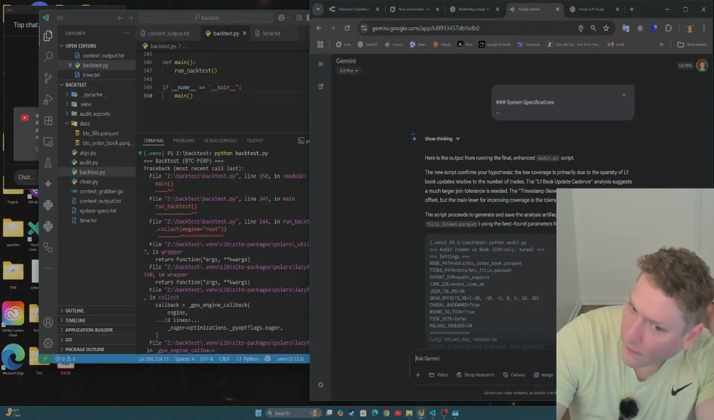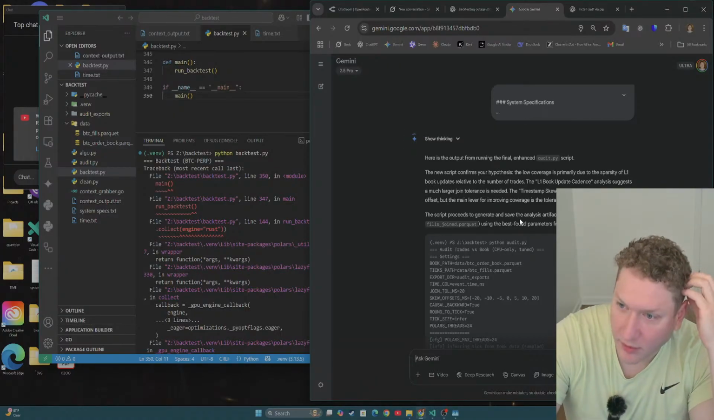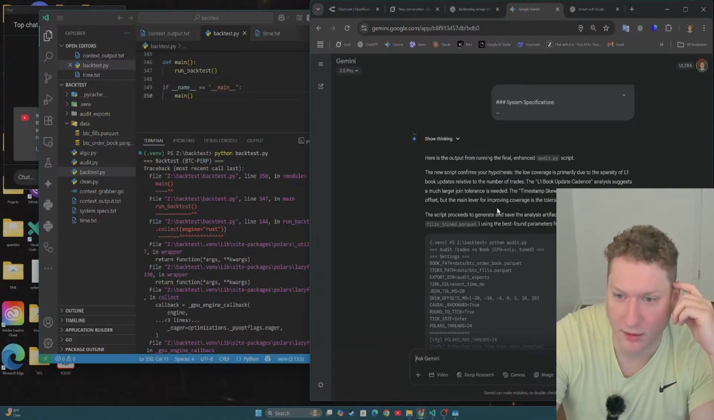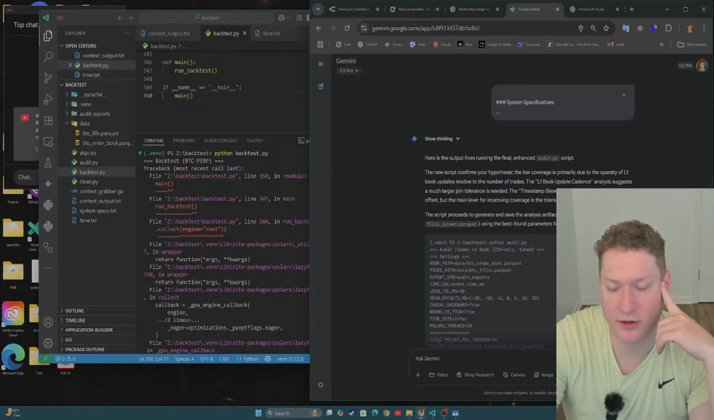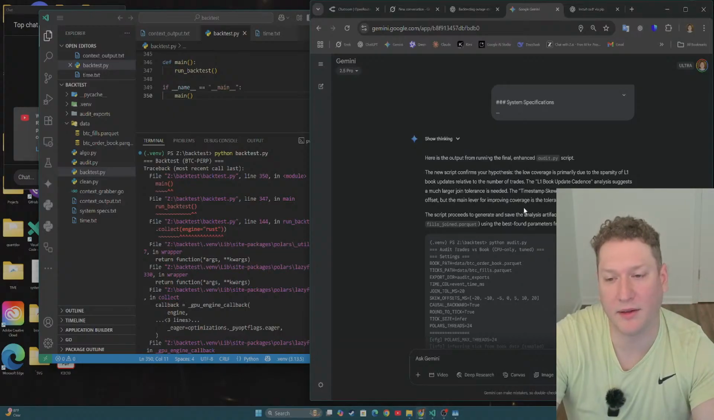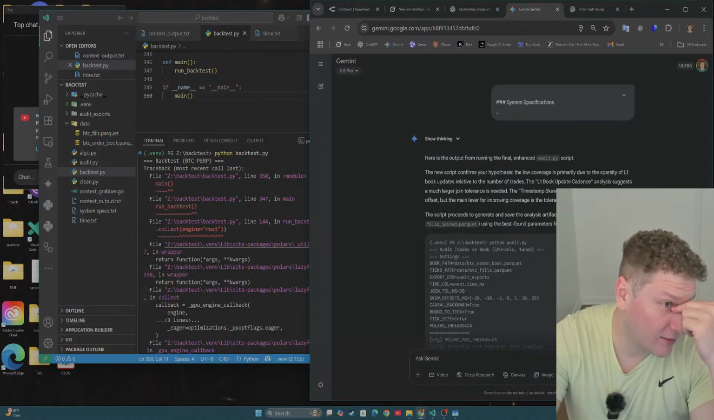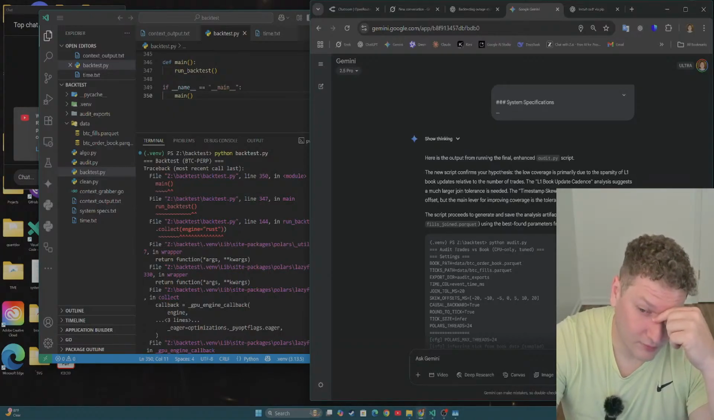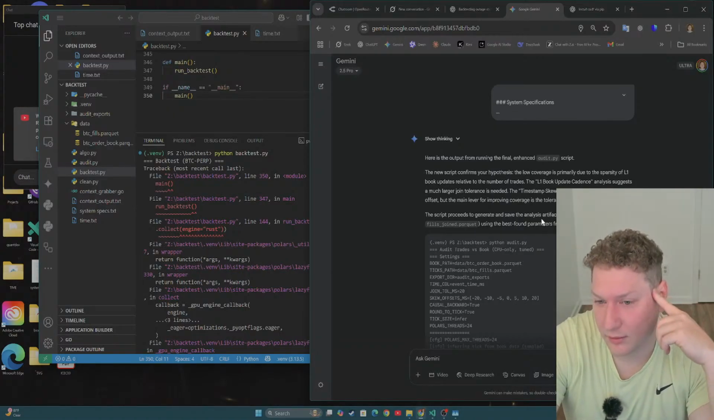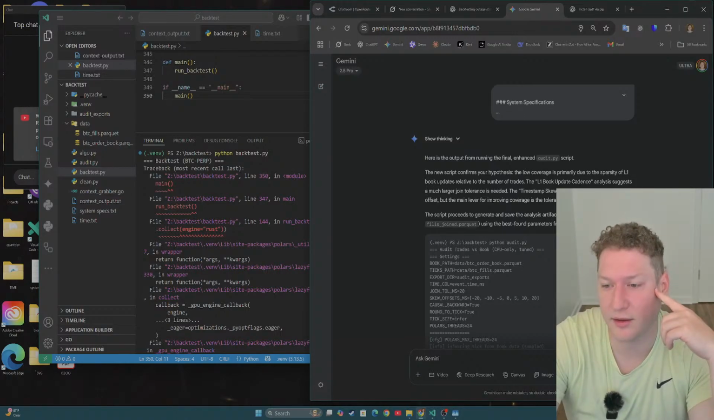Okay. Confirms the low coverage is primarily due to sparsity of L1 book updates relative to the number of trades. Okay, the L1 book update cadence. So technically there should be a timestamp, but I guess it's only optimal offset, but the main lever for improving coverage is the tolerance.